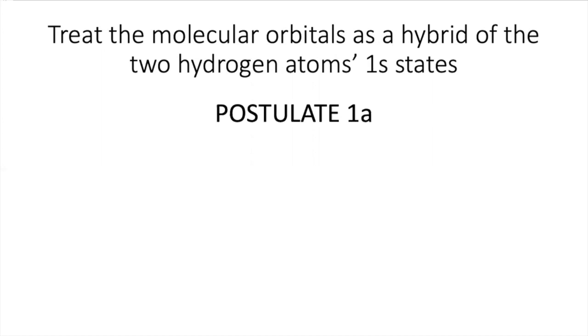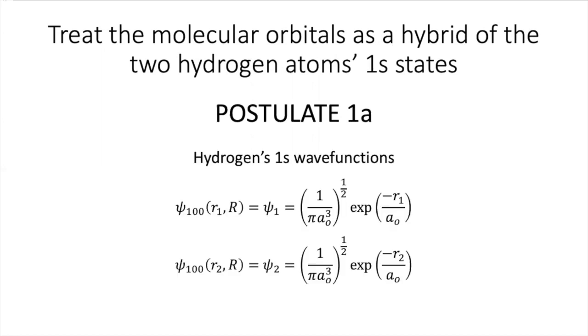For the dihydrogen cation, we are going to treat the molecular orbitals as hybrids of each hydrogen atom's 1s atomic orbital. This is the 1s wave function of the hydrogen atom, where 1, 0, 0 are the quantum numbers n, l, and m of the hydrogen in this 1s state. We call the wave function for the first hydrogen atom psi1, and the wave function for the second hydrogen atom psi2. So, conceptually, what is happening in this system?